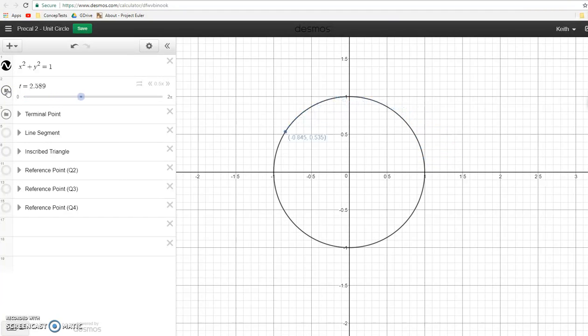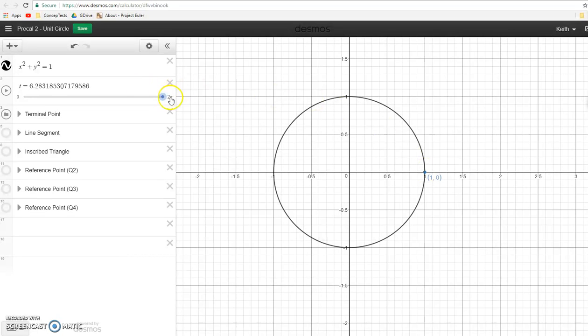4 pi would end me up at the same spot. 8 pi would end me up at the same spot. 6 pi, I guess, I don't know why I skipped 6 pi, but 6 pi would also end me up at that same spot, 1 comma 0. Now, if I went negative 2 pi, or negative 4 pi, or negative 6 pi, right, I'll go around once, twice, or 3 times. That would also end me up at the point 1 comma 0. That would be my so-called terminal point.